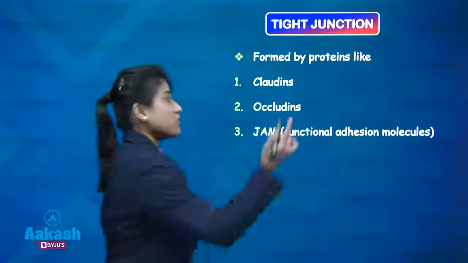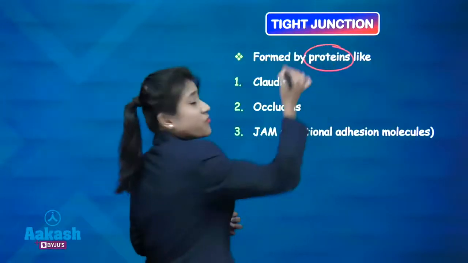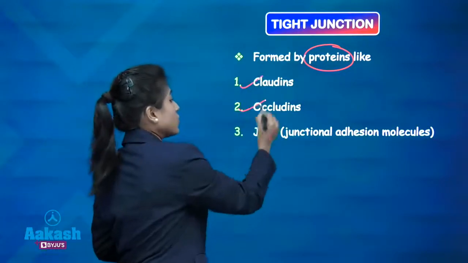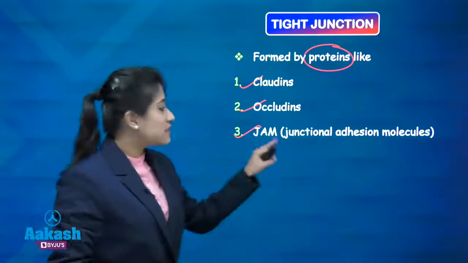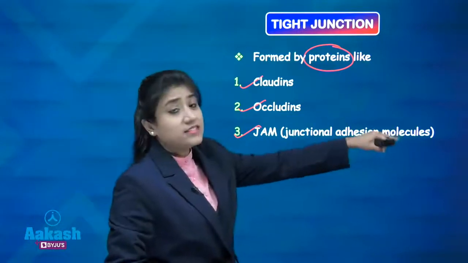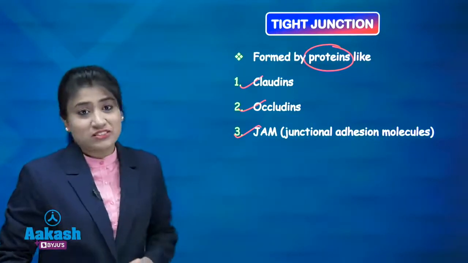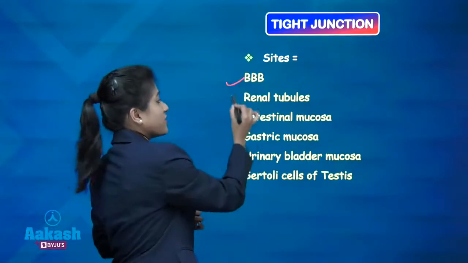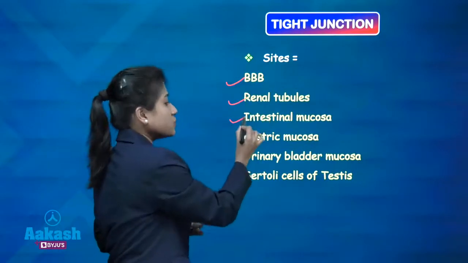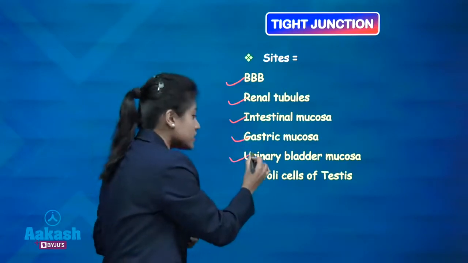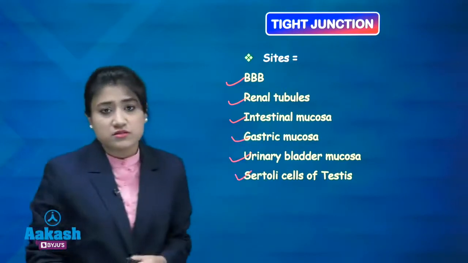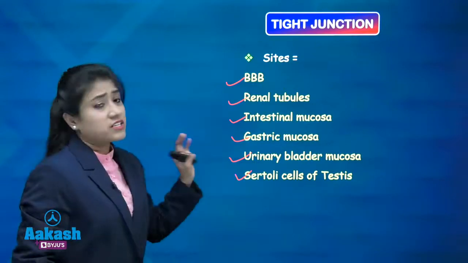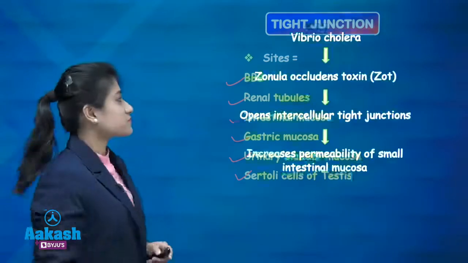One more thing is that the proteins which form this tight junction, write it down, it is very important: claudin, occludin and JAM. What is JAM? It is junctional adhesion molecules. These proteins are there in your tight junctions. Then the sites: blood-brain barrier, renal tubules, intestinal mucosa, gastric mucosa, urinary bladder mucosa, Sertoli cells of testis. Guys, these sites are very important. These are the sites where you will get the tight junction.